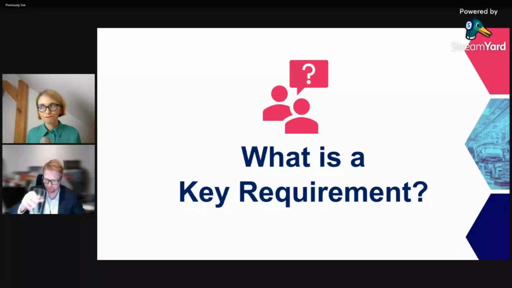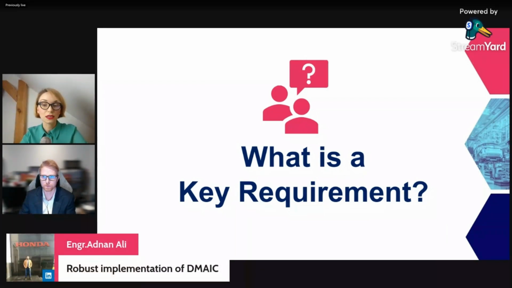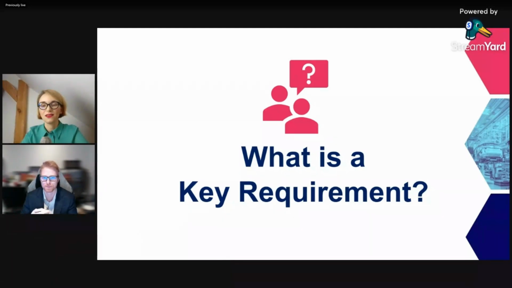However, what would be this key requirement? Where should we search for these key requirements? What shall be taken into consideration? There are already a lot of answers from defining zero defects where we can find some requirements. Maybe here you can also find some answers for this. What is a key requirement? The first I see here is robust implementation of DMake. Oh, I like this wording, robust. Yes, very nice.